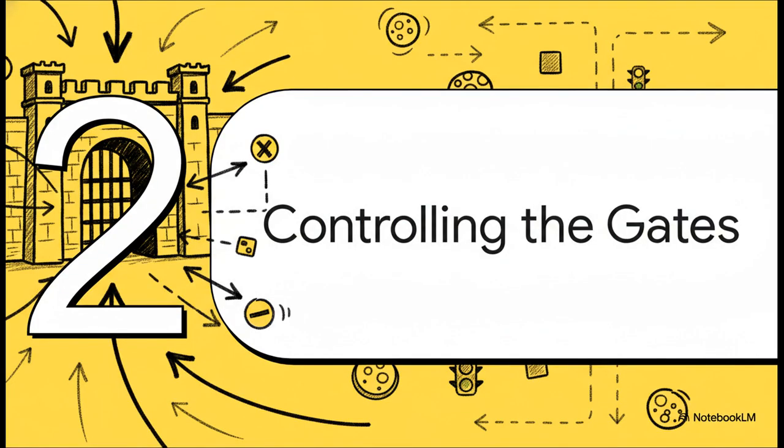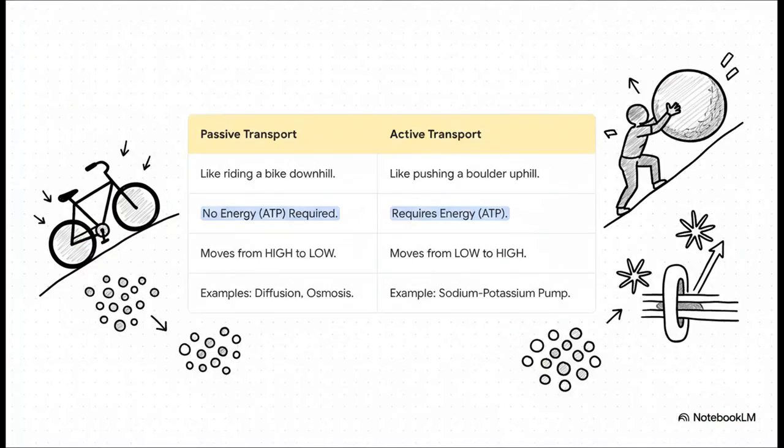Okay, so you've got these gateways, these channels. How does the city actually control who gets a VIP pass and who gets bounced at the door? Well, it really boils down to two main ways of getting things across the border. First up, you've got passive transport. Honestly, the easiest way to think about this is like riding a bike downhill. It's easy, it takes zero energy, things just naturally flow from an area where there's a lot of them to an area where there's fewer.